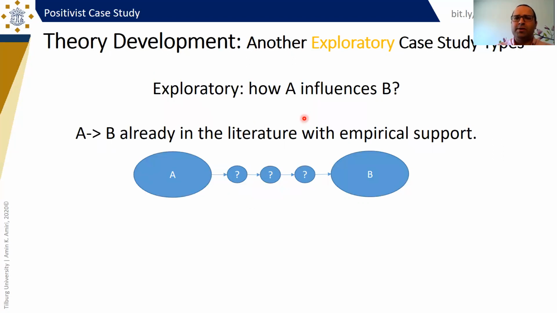Also, exploratory case study can be used when A and B exist. You want to figure out how A influences B. So the literature has A influences B. You want to figure out what constructs exist in between A and B. There can be several other constructs here.